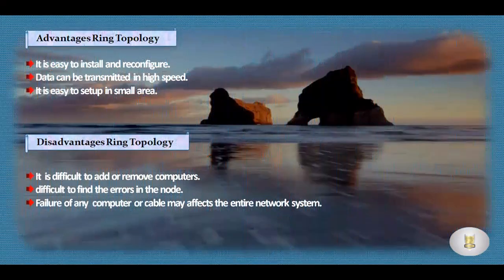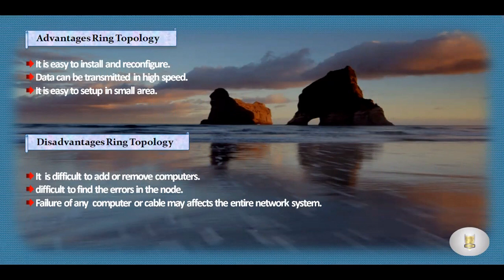Now let's discuss the advantages of ring topology. Number one, it is easy to install and reconfigure. Number two, data can be transmitted at high speed in ring topology. Number three, it is easy to set up in a small area. Now, disadvantages of ring topology. Number one, it is difficult to add or remove computers in ring topology. Number two, it is difficult to find errors in the node.